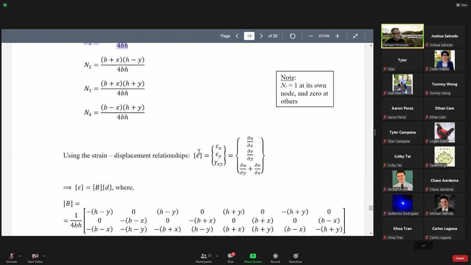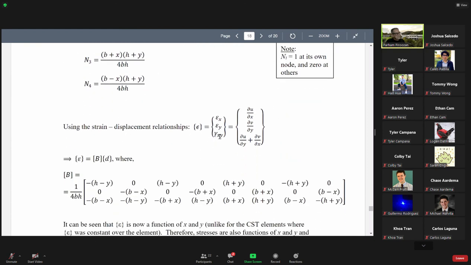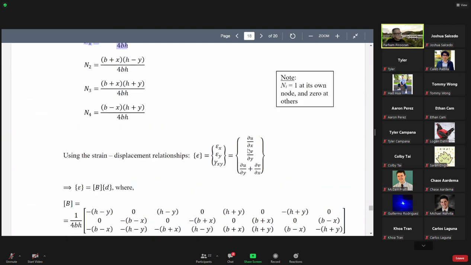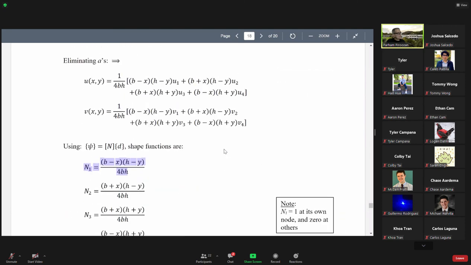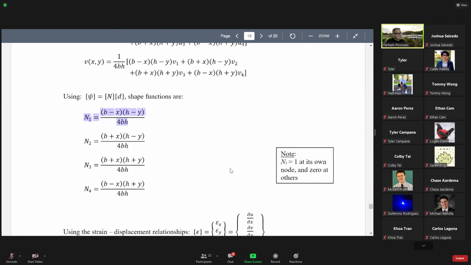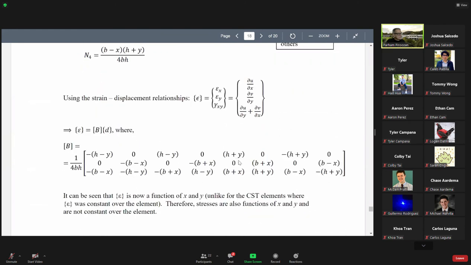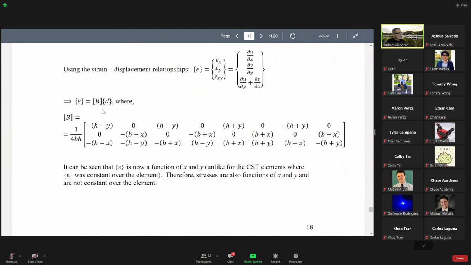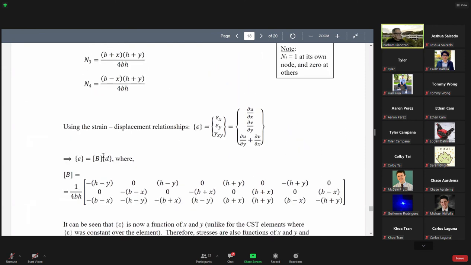And similarly for the others. We said that strain in these plane stress, plane strain problems is given by epsilon x, epsilon y, gamma xy. They are related to these displacement functions. The derivative of u with respect to x gives epsilon x. So we have u and v. Finding these derivatives, we find epsilon is B D, where B is now given by this matrix. So this is strain.